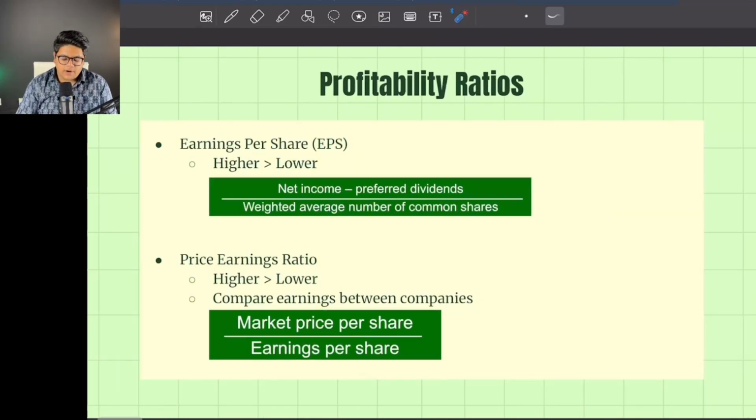And then some of the common profitability ratios are earnings per share. You want something that is higher as opposed to lower. Another one is the price earnings ratio. Again, you want something that is higher. This basically means that you want more profitability, so you want something that is higher. The earnings per share calculates the amount of profit per share of a corporation, and the price earnings is the market price of the share divided by the earnings per share. So you need this ratio to calculate this ratio.